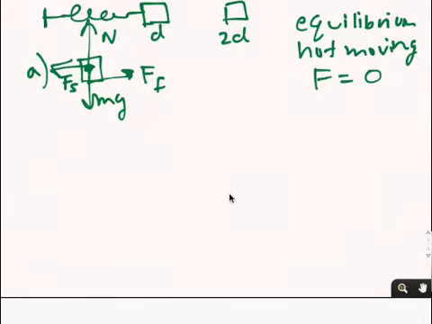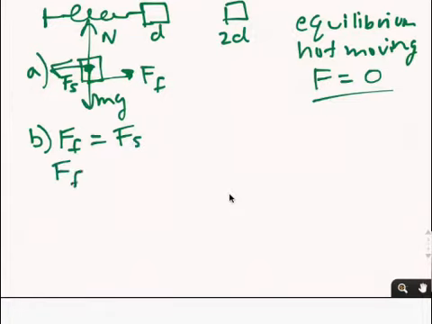B, we want to determine the friction force when it's located at 2D. Well, we just said that the net force equals 0. So you've got your friction force equal to your spring force. We want to know the friction force, so just leave that one there. Spring force, the equation is Kx.